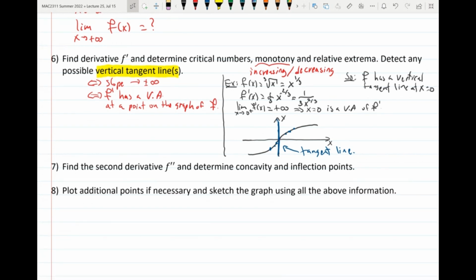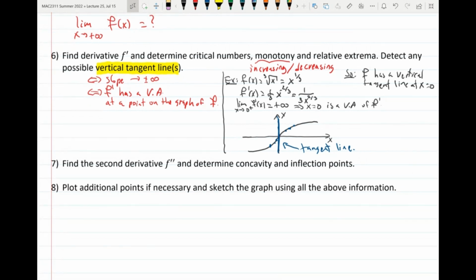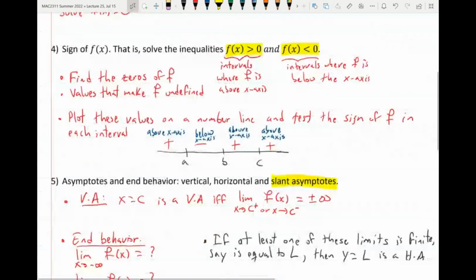So step 7 is important because you use it to find concavity and inflection points, looking at the second derivative, as we have done in class. And then finally, with all of this information, just put it together now, plot all the points that you have found, and then if it's necessary, plot a couple more points if you want to get more information about the graph, like where does it pass through, etc. And then just sketch.